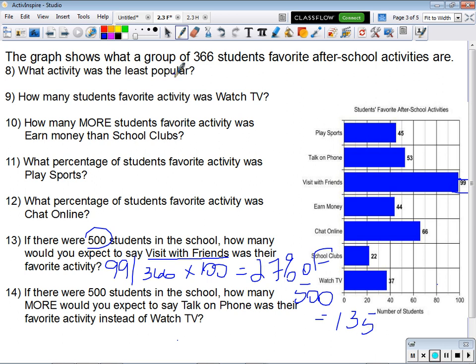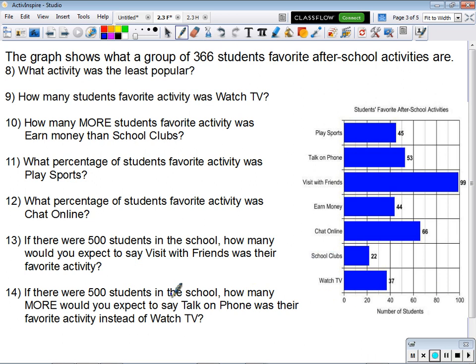And then question number 14 says, if there were 500 students in the school, how many more would you expect to say talk on the phone, which is 53 students, was their favorite activity instead of watch TV, which was 37 students? So the first thing I want to know there is how many more students in the graph would say that talk on the phone was their favorite activity rather than watch TV. So I want to do 53 minus 37. And when I do that, that comes out to be 16. So 16 more students said that talk on the phone was their favorite activity as opposed to watching TV.